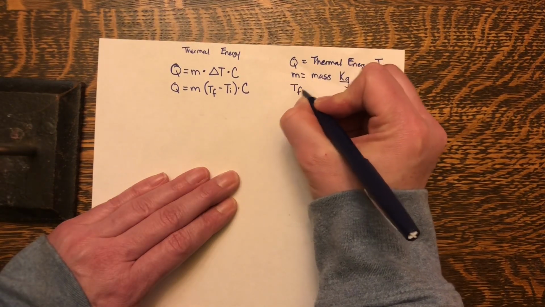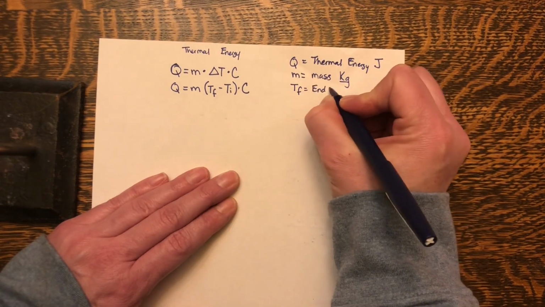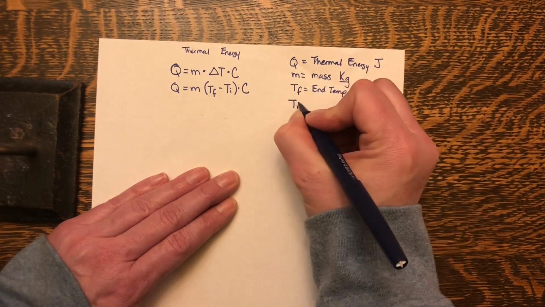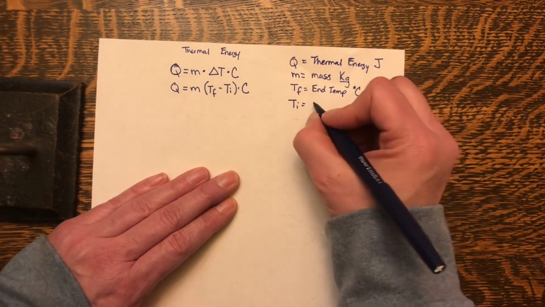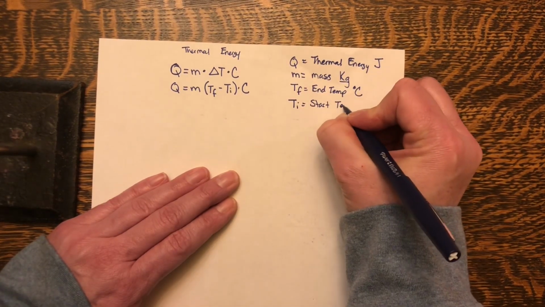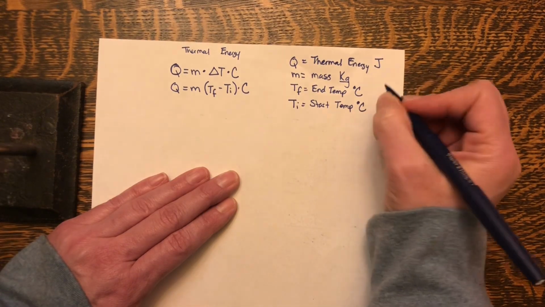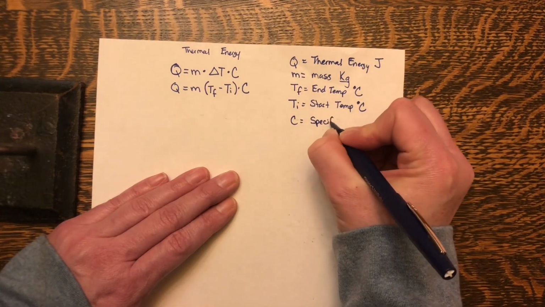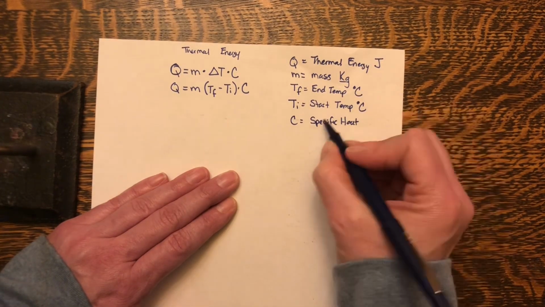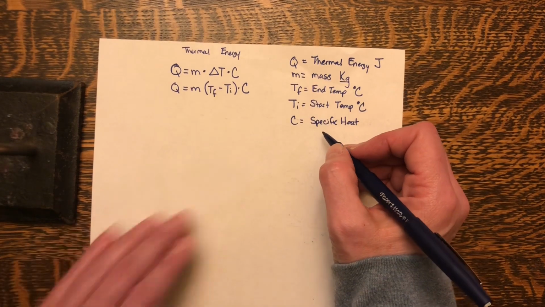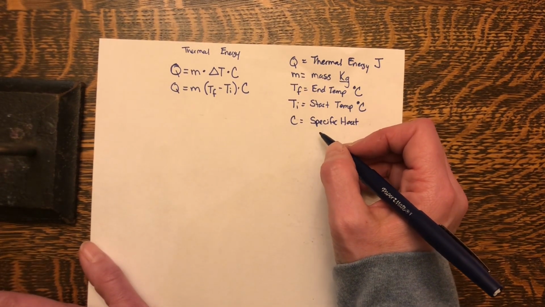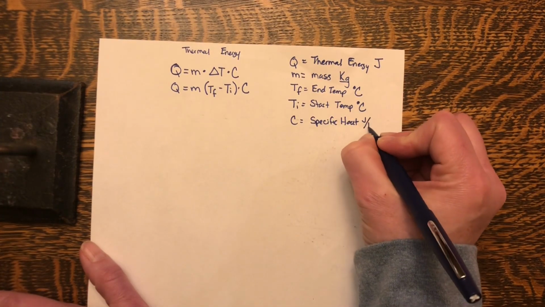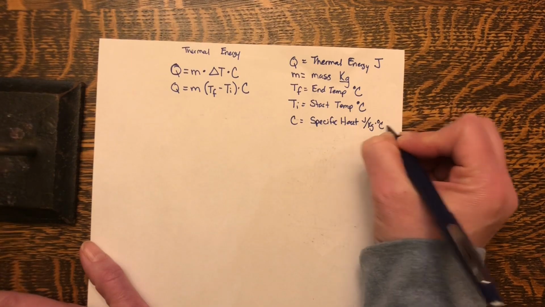TF, that's our temperature final. That's the ending temperature, and we are going to measure that in degrees Celsius. My TI stands for temperature initial. That's my starting temperature. We're going to measure that in degrees Celsius. And then my C is my specific heat. This is individual, so this is going to change with whatever material you're measuring that temperature change or thermal energy in. And the units for specific heat are joules per kilogram times degrees Celsius.